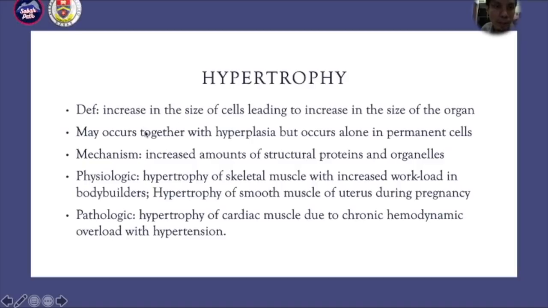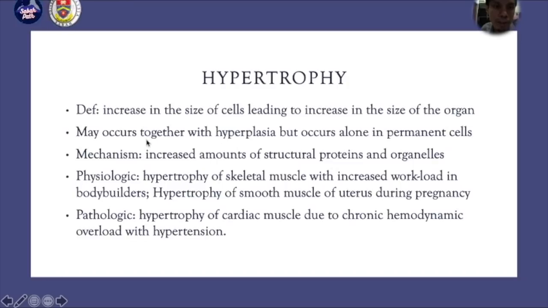So a proper definition is that hypertrophy is an increase in the size of cells, leading to an increase in the size of the organ. It may occur together with hyperplasia, but usually occurs alone in permanent cells. The mechanism is usually due to an increased amount of structural proteins and organelles.